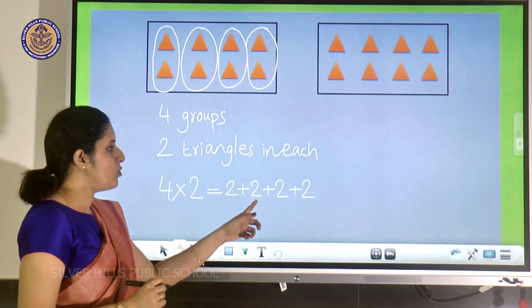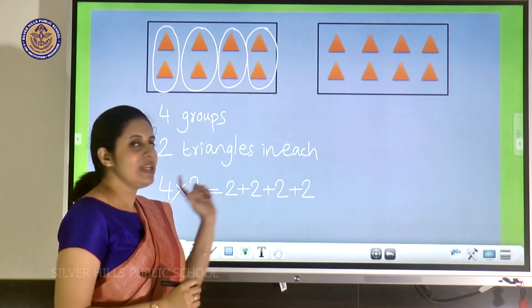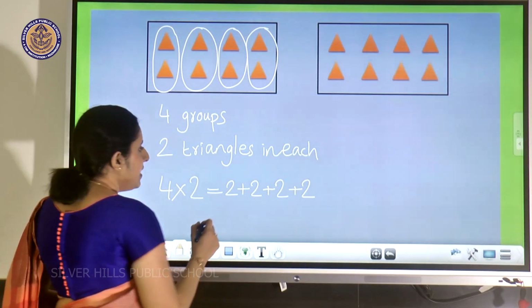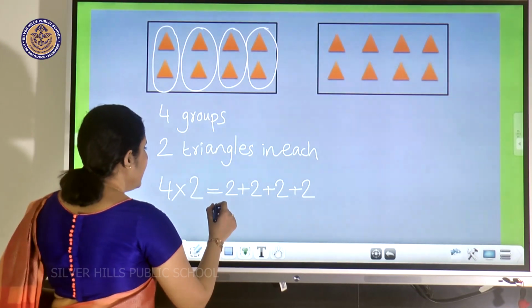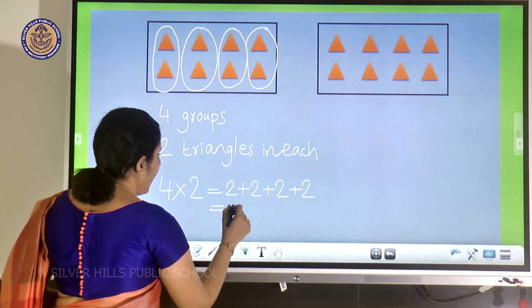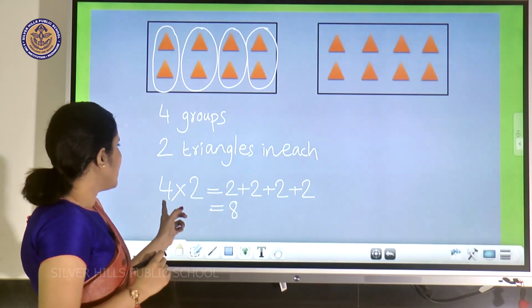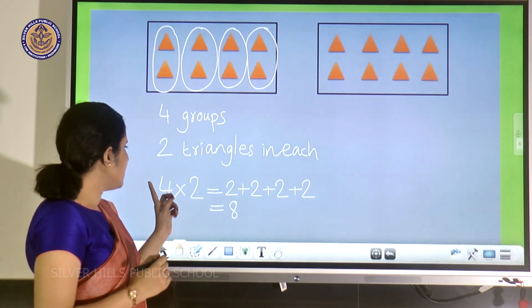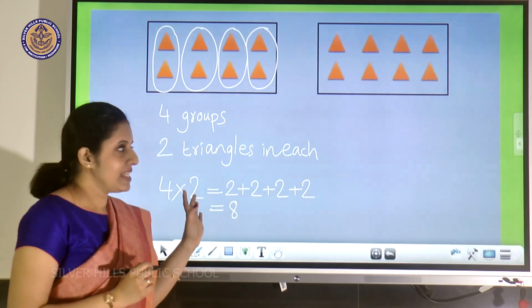Okay. So, 2 plus 2 is 4. 4 plus 2 is 6. 6 plus 2 is 8. So, how many triangles are there altogether? Yes, 8 triangles are there altogether. So, here the multiplication sentence is 4 times 2 is equal to 8.